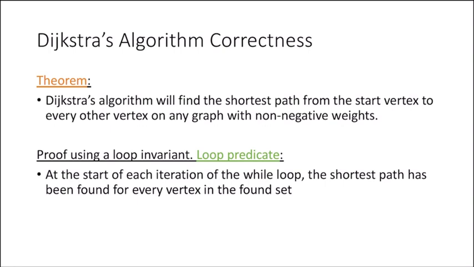And this will look pretty similar to the proof that we've already done for Dijkstra's, but I did want to show you a loop invariant. So here's our theorem that we're trying to prove. Dijkstra's algorithm will find the shortest path from the start vertex to every other vertex on any graph with non-negative edge weights. That also assumes that a path exists.